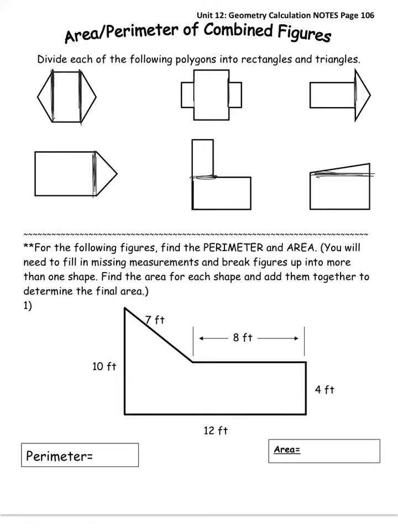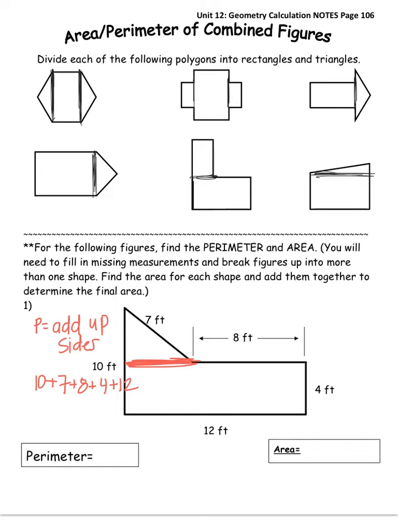Alright, so down below, I'll help you with this example. So we have a shape that we can break apart into a triangle and a large rectangle. So let's find the perimeter and the area of this shape. So perimeter, remember we have to add up all the sides, so I'll make a note, P: add up sides. So we'll do 10 plus 7 plus 8 plus 4 plus 12.